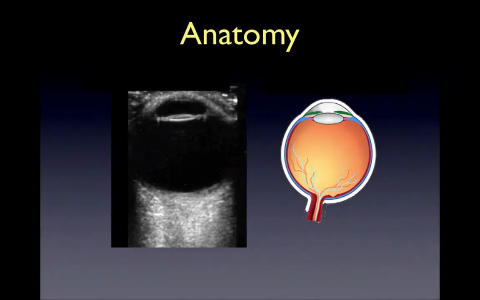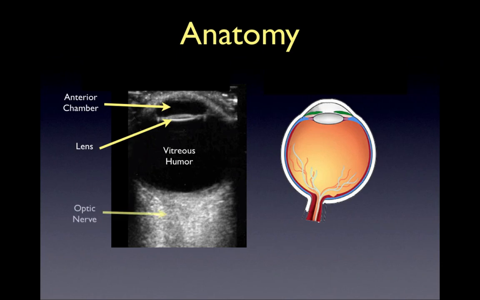Some basic anatomy of the eye. In the back portion here, this is an ultrasound image on the left-hand side of the screen. This is the vitreous humor. Superiorly on the image, this is the anterior chamber. And then between the two is where the lens is located. Posteriorly, you can see that hypoechoic or darker structure there. That's the optic nerve. And this whole area behind the globe is the retrobulbar space.